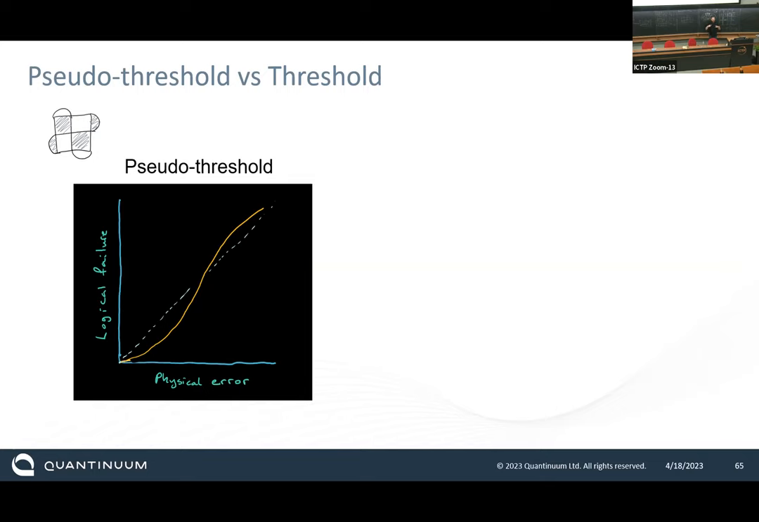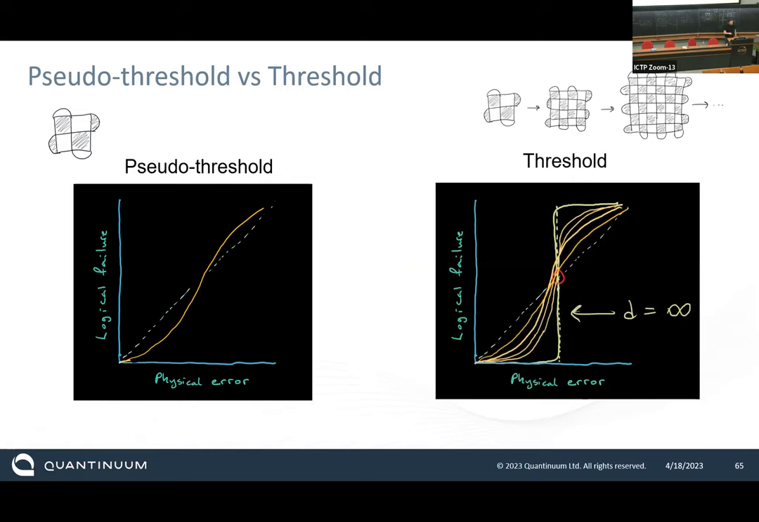And the place where this curve hits the x equals y line, when the logical and physical error rates are equal, is known as the pseudo-threshold. Pseudo-threshold because it's not a full threshold. The threshold refers to the family of codes. I sort of mentioned this before with the repetition code: as the number of bits goes towards infinity, as long as less than half of those bits flip, the majority vote will send you to the right outcome.